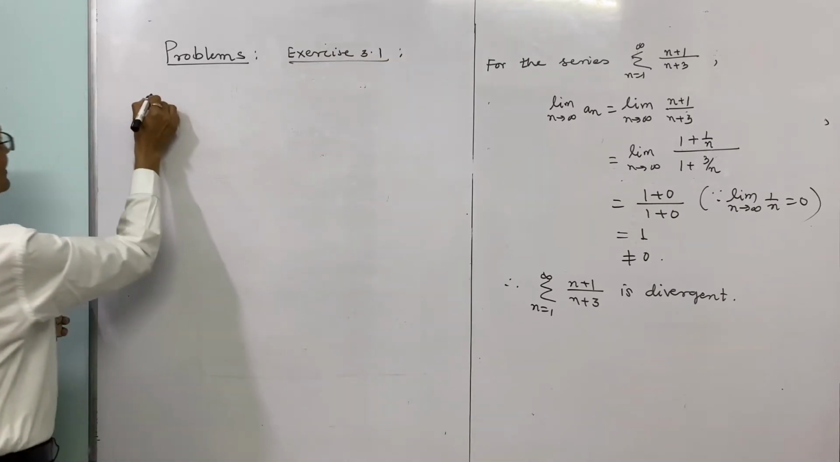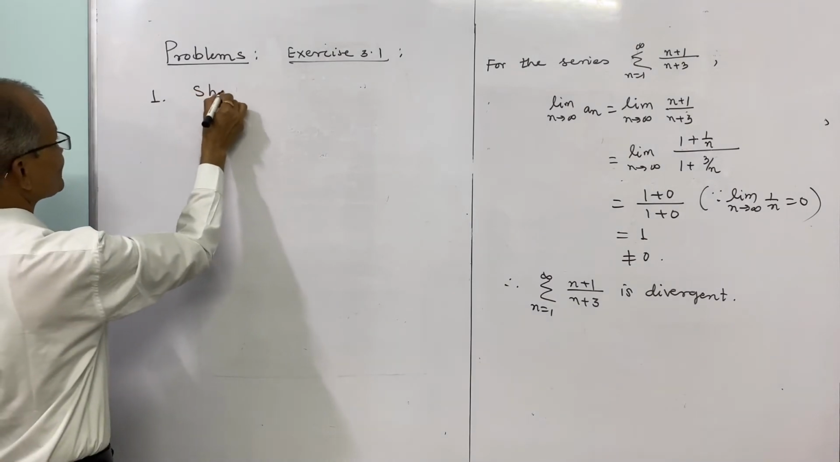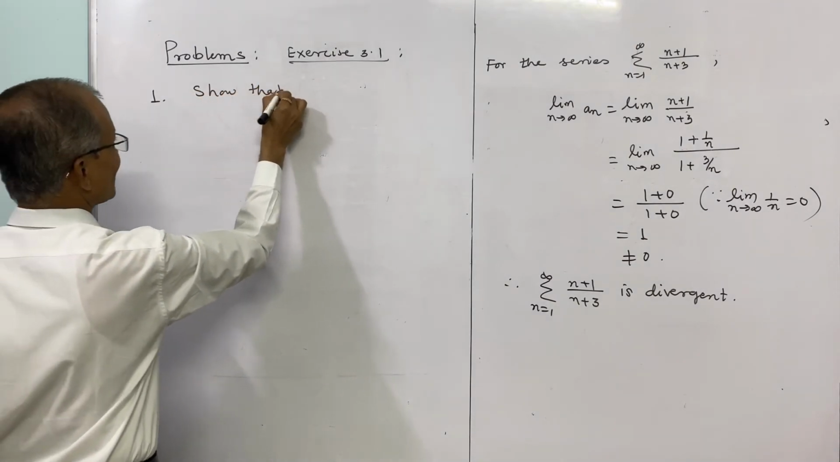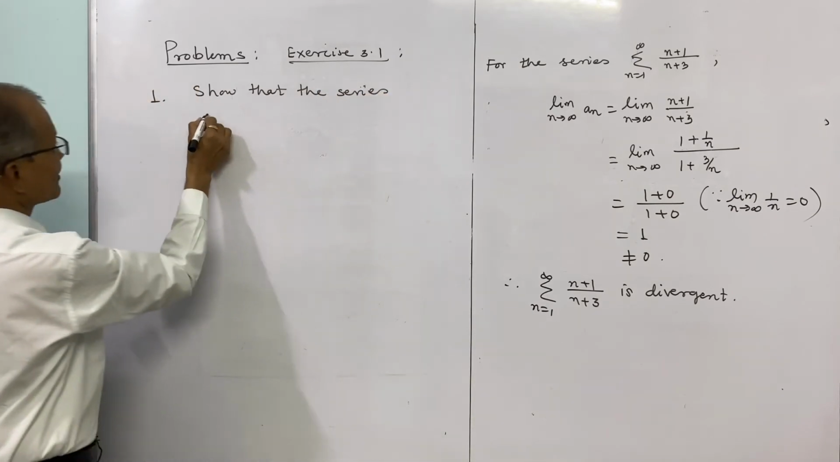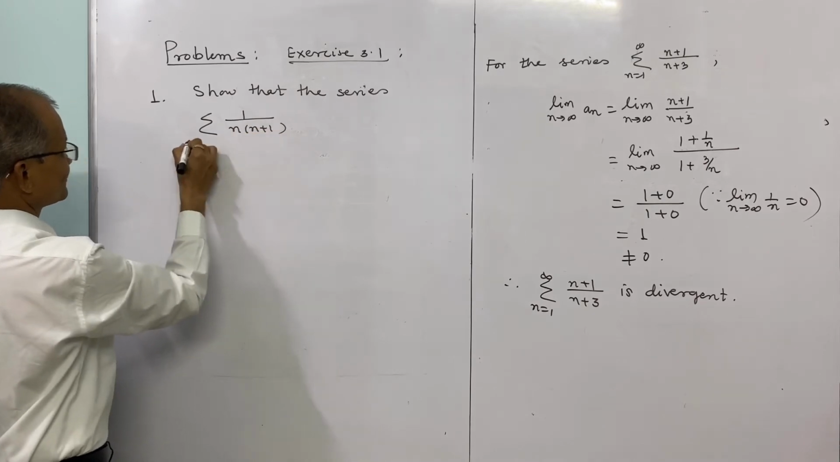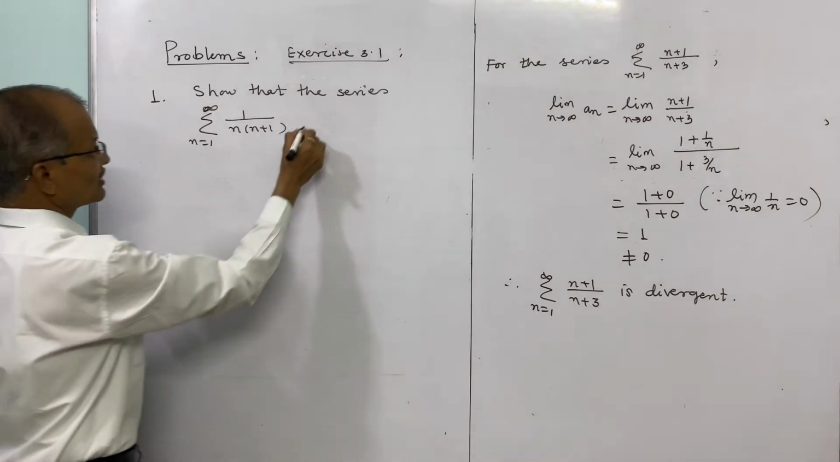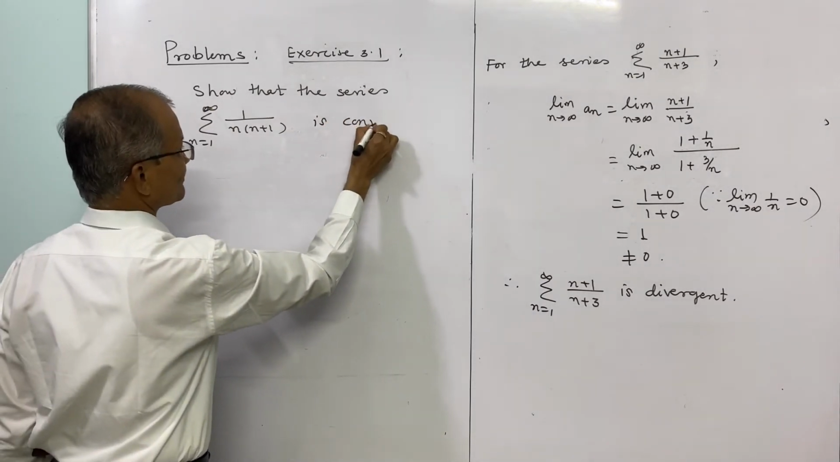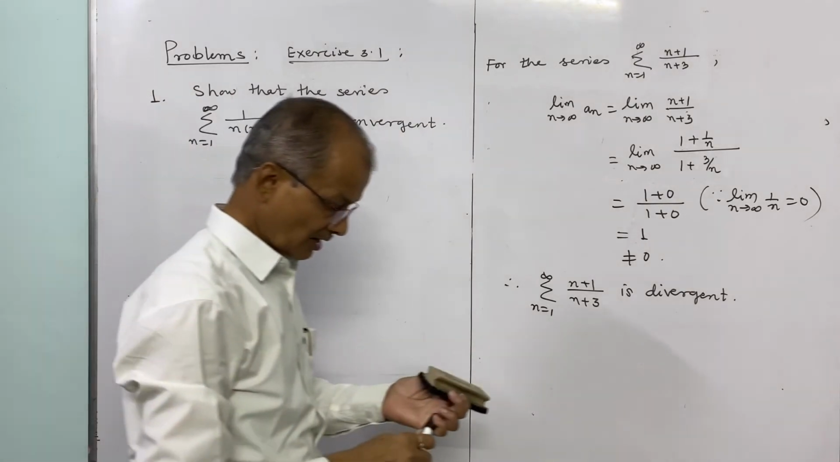So, some simple examples we shall consider. Show that the series summation 1 upon n into n plus 1, as n takes values 1 to infinity, is convergent. We will make use of the results that we have studied up till now.